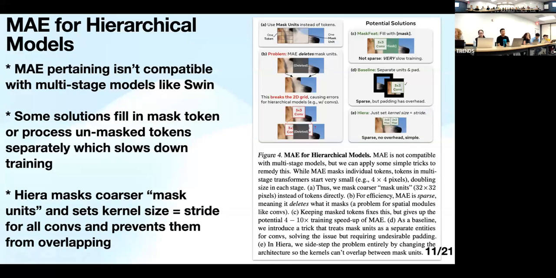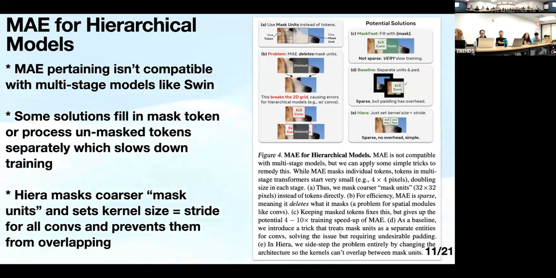But yes, okay, so these are some of the issues that are present for trying to train hierarchical vision transformers using a masked autoencoder. Pretty much the masked autoencoder pre-training is not compatible with some of these multi-stage models like SWIN or other models that use convolutions, because the masked autoencoder deletes these masked tokens. So it can break this 2D grid, which causes errors for hierarchical models.